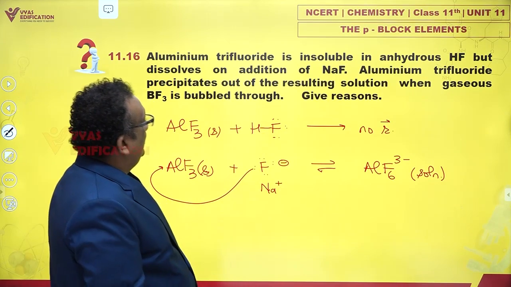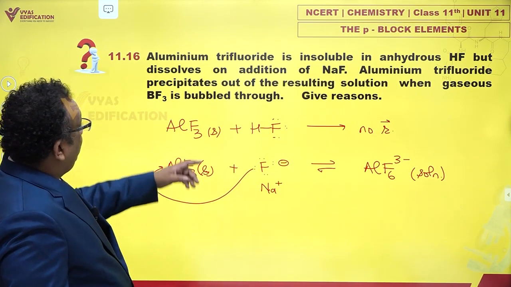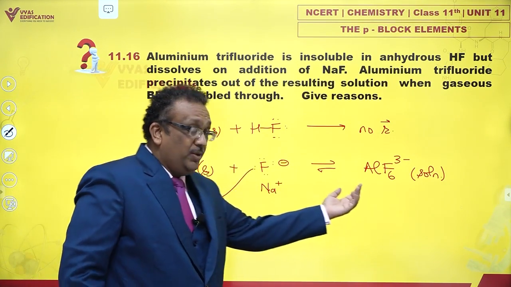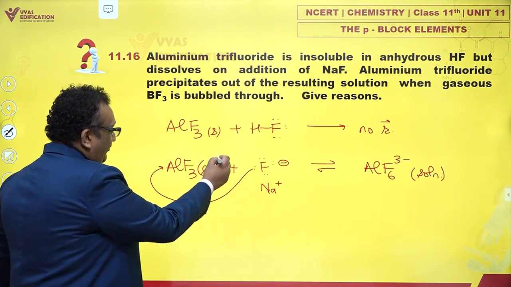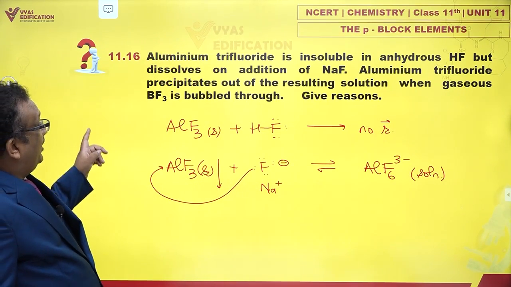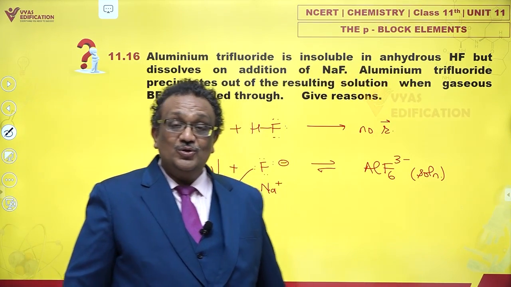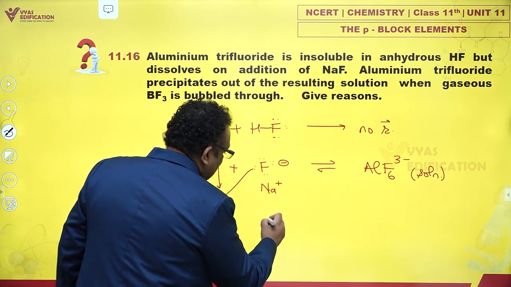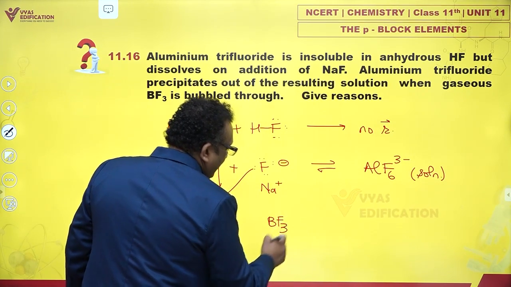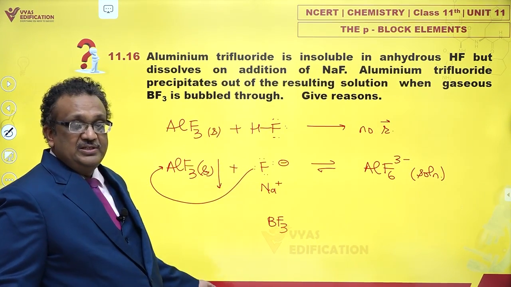Lovely. Aluminium trifluoride precipitates out. Equilibrium shifts backwards. AlF3 precipitates out when gaseous BF3 is bubbled through it. That also is very lovely. Just imagine BF3 being exposed to this.